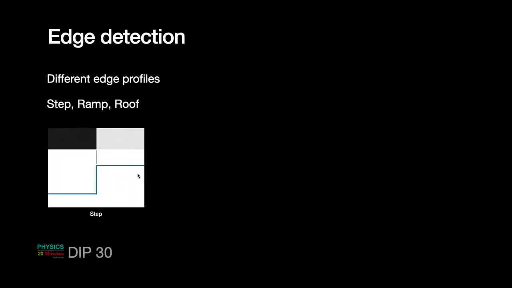For example, this is a step profile. How does it look? So you can see that this is a dark region, this is a bright region, and as you go from dark to bright, there is a jump here. So that's a step profile. Intensity jumps sharply at this. So this is a step profile of an edge.